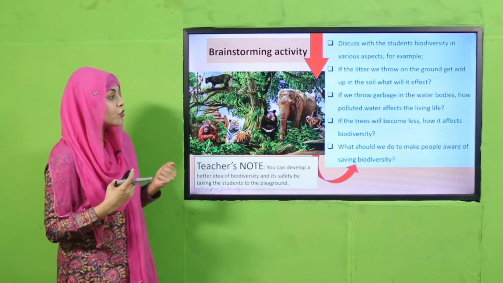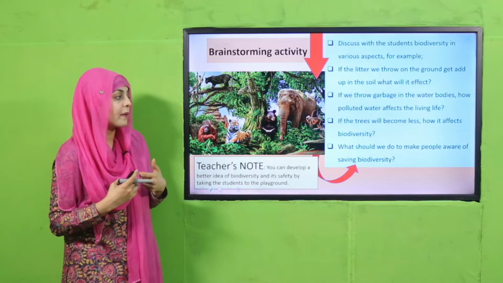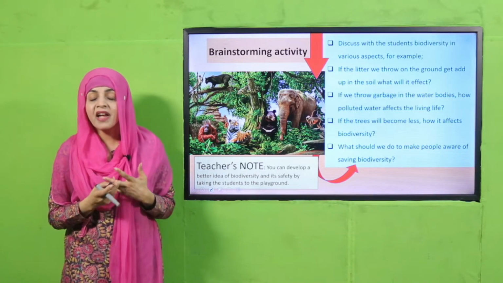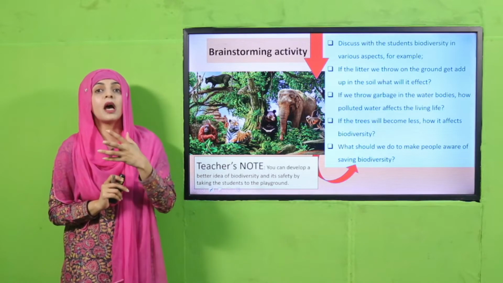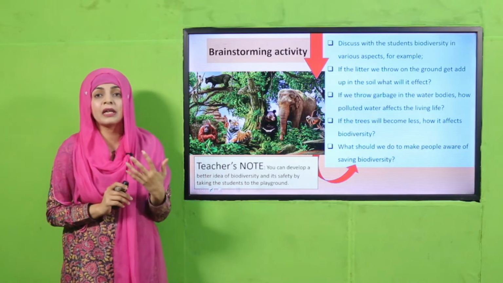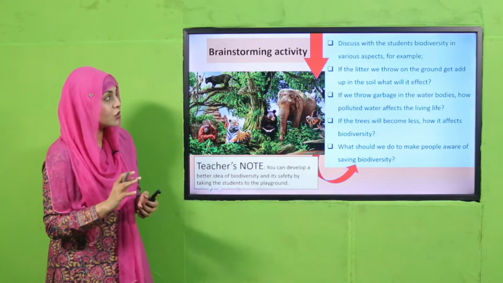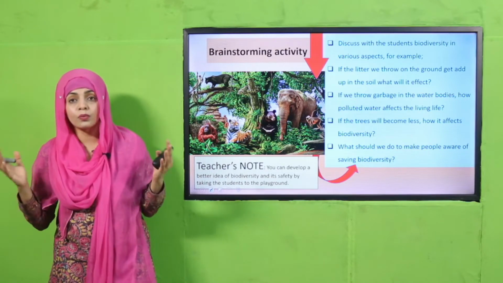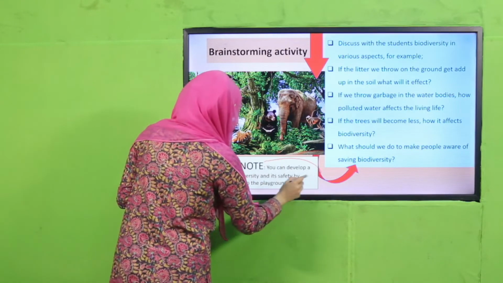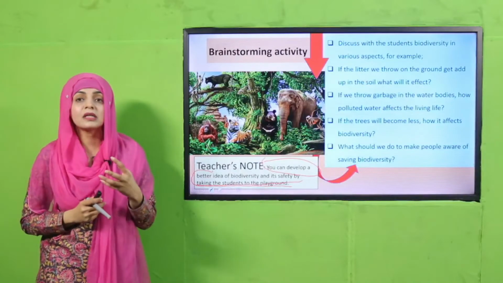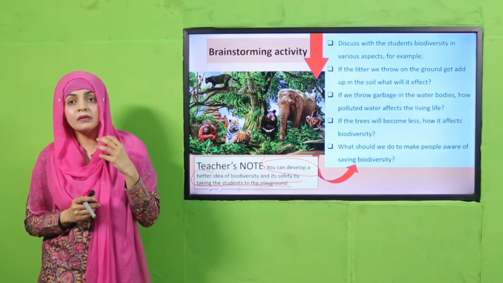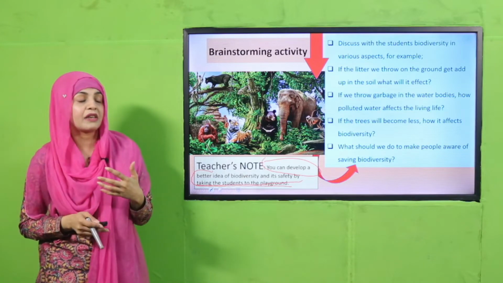What should we do to make people aware of saving biodiversity? Awareness के लिए हमें क्या क्या करना चाहिए, इसके बारे में you will think about yourself. आप अपने ideas दें कि कैसे हम अपने साथ वाले दोस्त को ही बता सकते हैं कि हमें biodiversity को protect करना चाहिए. So my dear students, for this activity and to show children around, you can develop a better idea of biodiversity and its safety by taking the students to the playground. आप बच्चों को बाहर लेके जाएं, जब वो वहाँ different life forms को खुद देखेंगे तो they will understand कि कैसे biodiversity को हम protect कर सकते हैं और कैसे इसको save कर सकते हैं.